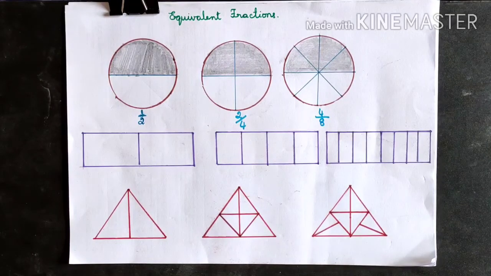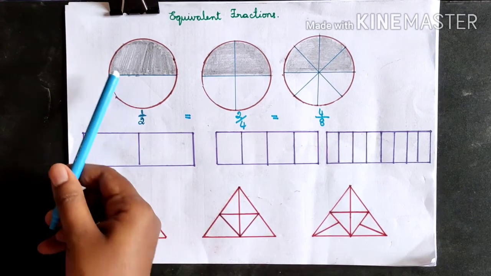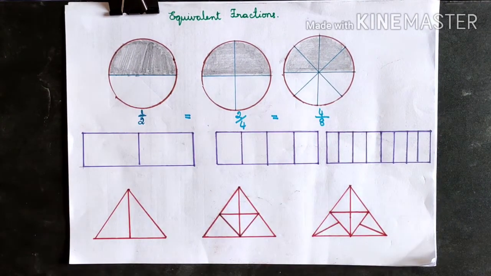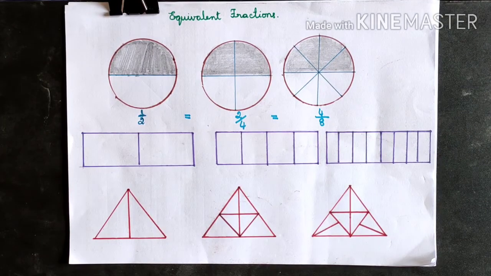Comparing the 3 circles, which circle is shaded the most? When we compare the shaded part of all the 3 circles, they are equal. Here half of the circle is shaded. Even though they are divided into different numbers of parts, the shaded portion is half of the circle. So half, 2/4 and 4/8 are equivalent fractions.